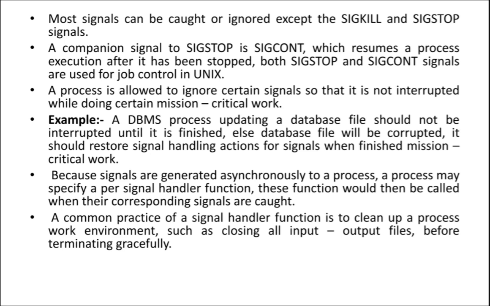Mission critical work means it is a very, very important work, and the priority of that work is the first priority. That means you can't stop. You have to continue your task even after the signal is sent. That is mission critical work. For example, a DBMS process updating a database file should not be interrupted until it is finished, else the database file will be corrupted.